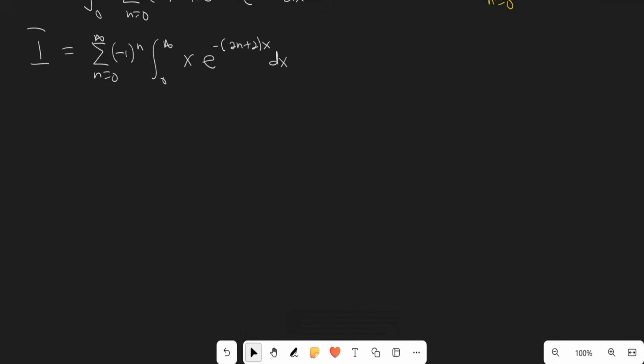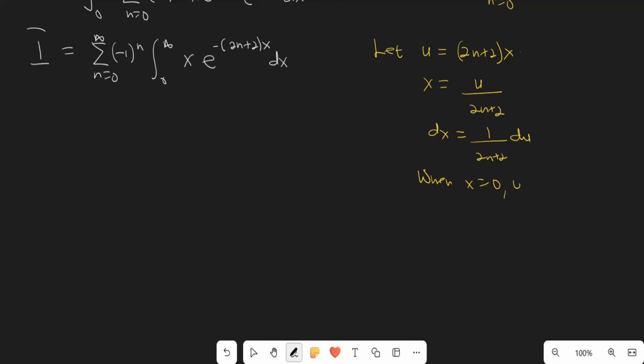Now let's do a substitution. I am going to let u be equal to 2n plus 2 all times x, that is this one. So when I do that, x is going to be equal to u all over 2n plus 2. So dx is going to be equal to 1 all over 2n plus 2 du. The change in limits: when x is equal to 0, the lower limit, u is going to be equal to 0 from here. And when x is equal to infinity, u is going to be equal to infinity as well. So the limits will not change. So now the integral in the u world is like this.